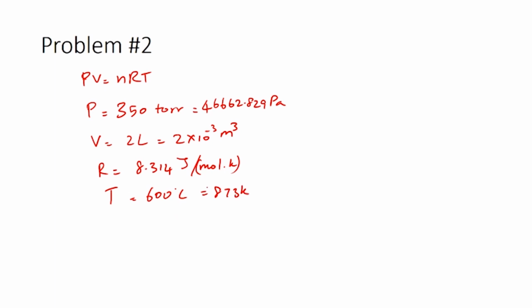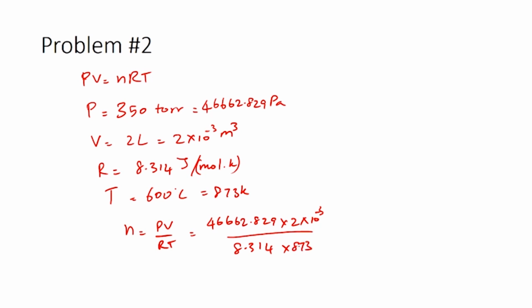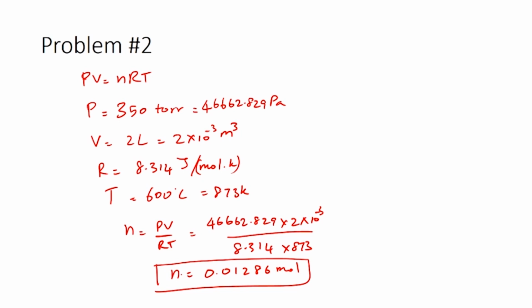So, you can substitute these values into the ideal gas law, and you will have n equals PV by RT, which is equal to 46,662.829 times 2 times 10 power minus 3 divided by 8.314 times 873, and you would end up with a value for n as 0.01286 moles. So, that is the initial number of moles in the system.